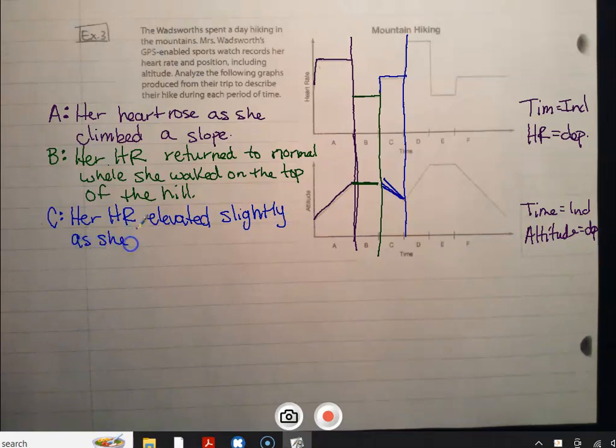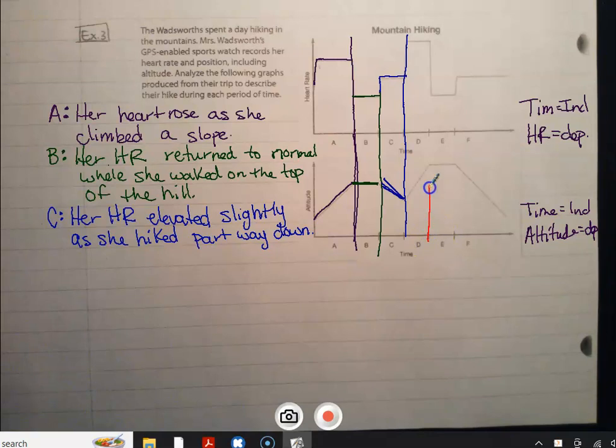Her heart rate elevated slightly as she hiked partway down the mountain. Or just, we could say partway down. Because again, all the way down would have been way down here. So she only went partway down.